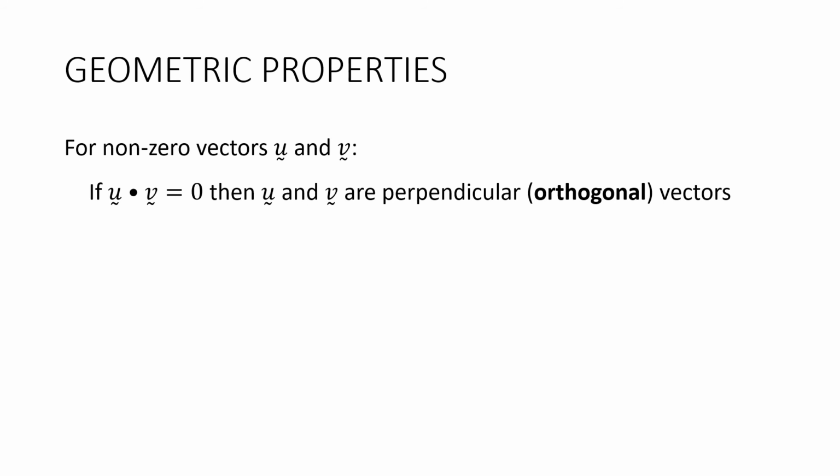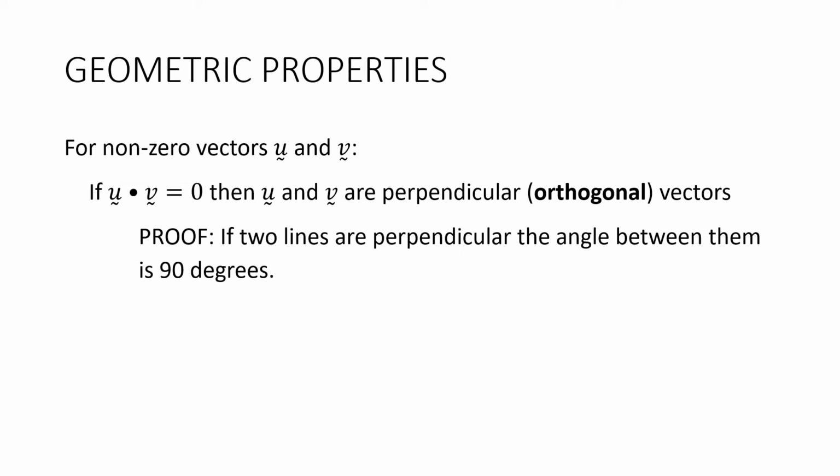Now we have some geometric properties of the dot product. The first one: if the dot product is equal to 0, then the vectors u and v are perpendicular, and we also call that orthogonal. Here's the proof. If two lines are perpendicular, then the angle between them is 90 degrees. So using our formula, u dot v is equal to the magnitude of u times the magnitude of v cos 90. Cos 90 is 0, and so therefore the dot product is equal to 0.